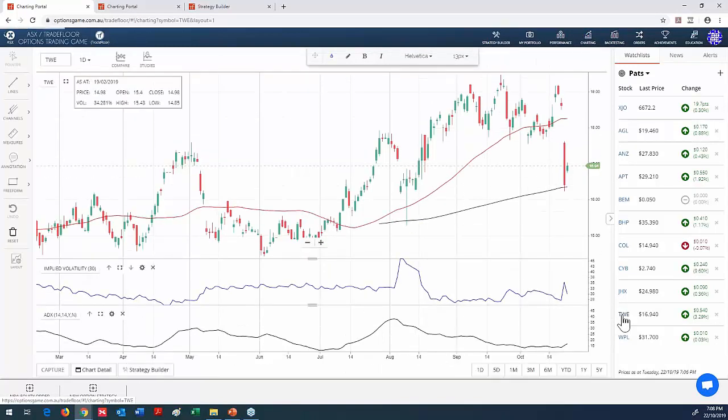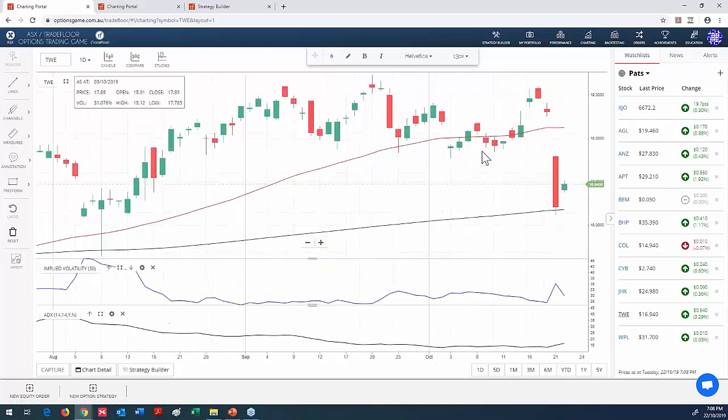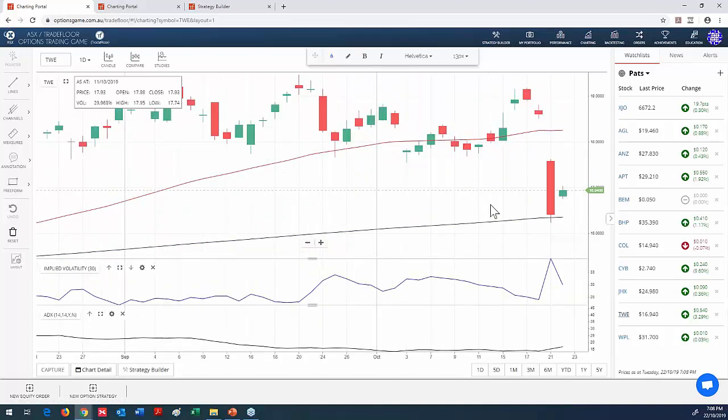So the first one, TWE. This was a 1650-17 spread and a 1650-1750 put spread on the 21st of October. So you might need to zoom in a little bit. This was a trade yesterday. So maybe zoom in into a 4-hour chart or something. Let's show some of these intraday capabilities of the chart.